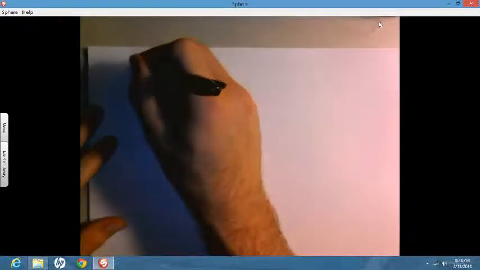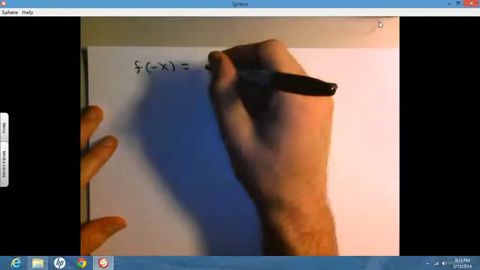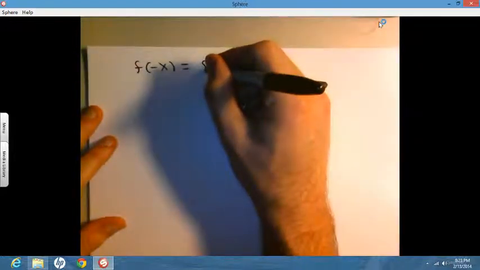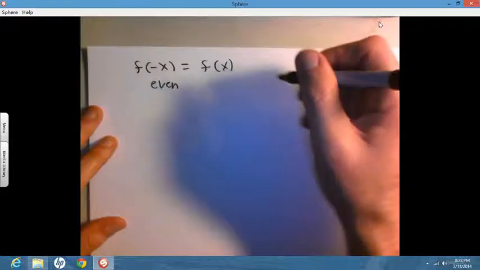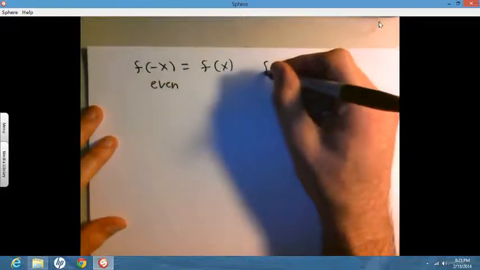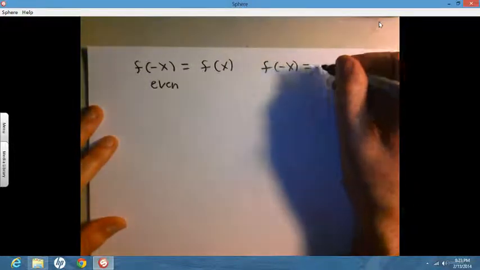There's one case, and to show you what that case is, first I'm going to talk about the definition of what an even or odd function is. The definition of an even function is just that the function f, evaluated at negative x, is equal to f of x. That's an even function. And the definition of an odd function is f of negative x equals negative f of x. That's an odd function.